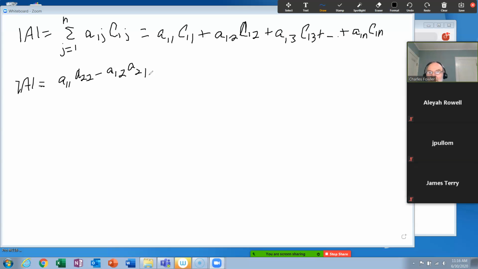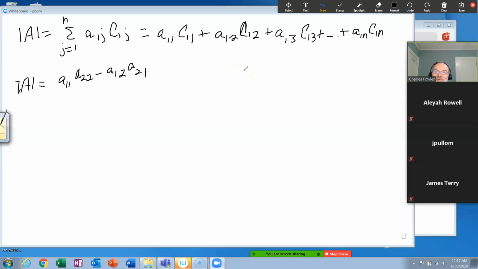Cofactor of A11, C11 for a 2 by 2: wipe out the first row, first column, it's C11, okay? That's it right there. That's A22. Then minus, well, wait, this is a plus up here, A12 times the cofactor C12. Well, A12, there we've got the A12 in there, okay? But where does the minus sign come from?